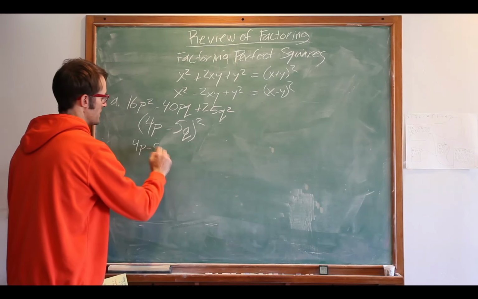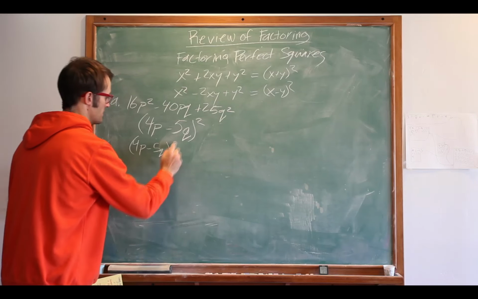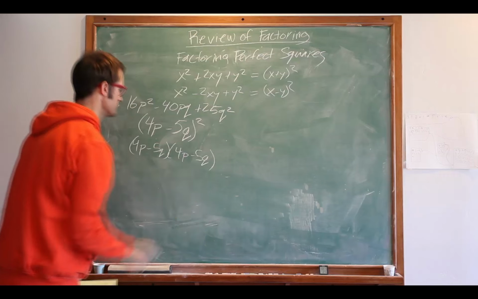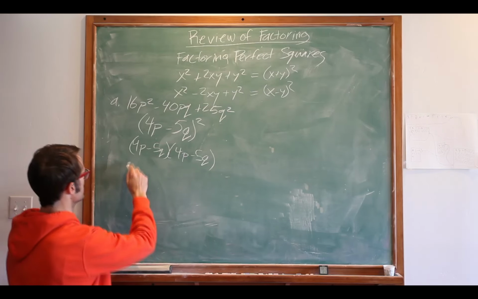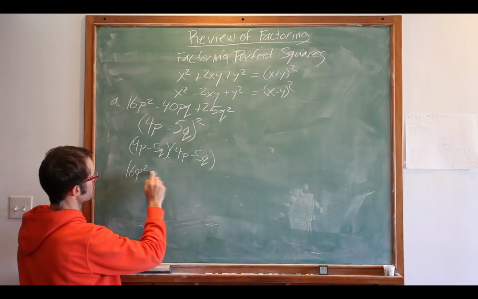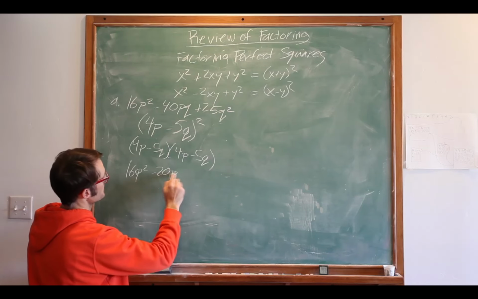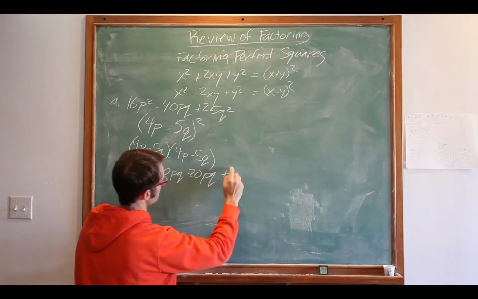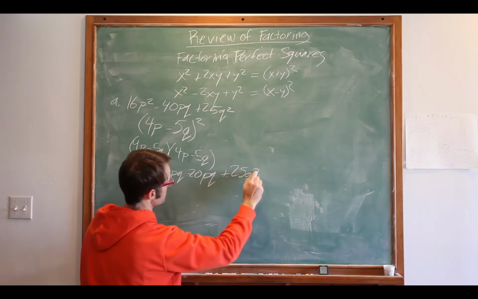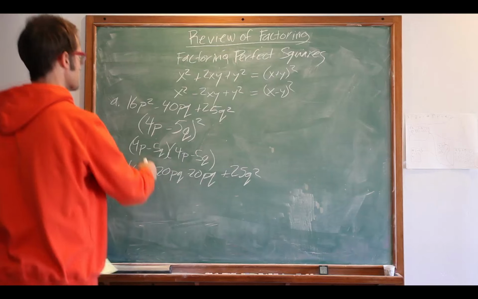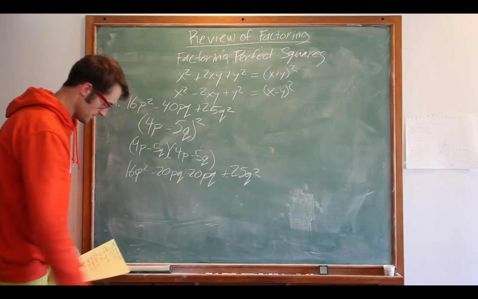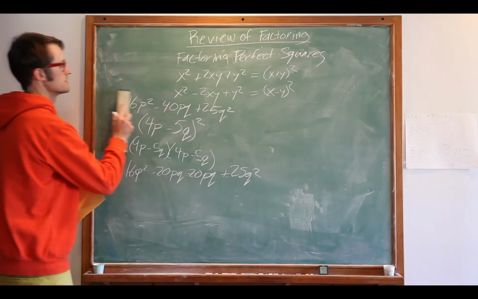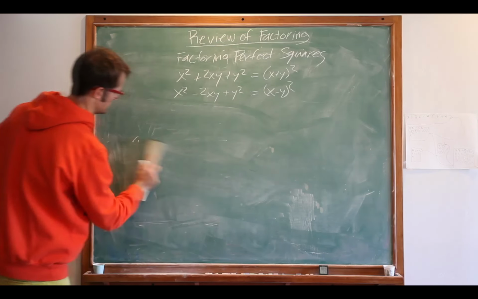4p minus 5q times 4p minus 5q. And that will give you 16p squared minus 20pq minus 20pq plus 25q squared. And you can see that that's going to be equal to that up there. So we've proven our case. Okay. Next one.